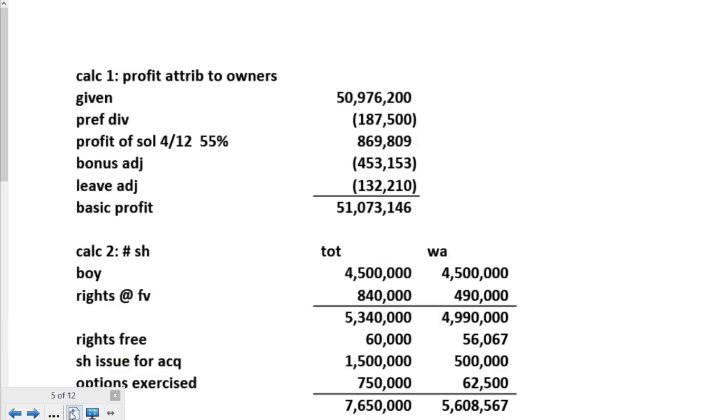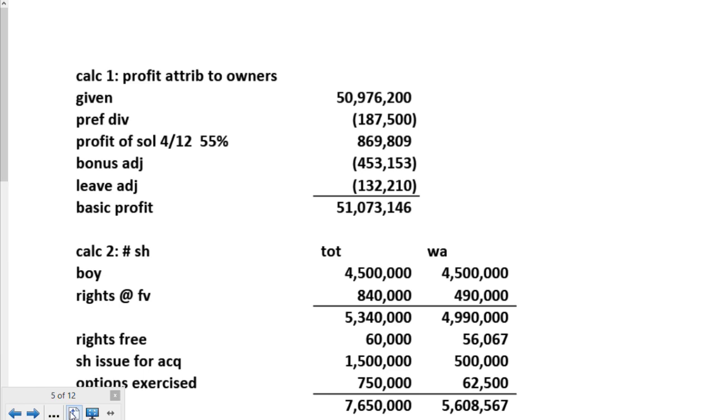Okay, I've printed. Let's have a quick squiz at the adjustments that I made. So profit attributable, I started with the number given, adjusted for the pref div. I also brought in the profit of that subsidiary sold. I brought it in for 4 months, at 55%. I then put in the bonus adjustment and the leave adjustment, which I'll show you the calcs for, and I landed with a basic profit of 51.